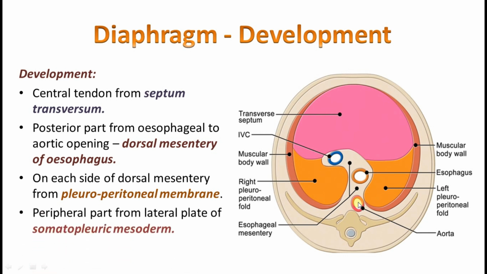Okay, so that is about the development. Mainly remember: septum transversum, dorsal mesentery of the esophagus, lateral plate mesoderm, and the pleuroperitoneal membrane. 4 sources for the development of the diaphragm.